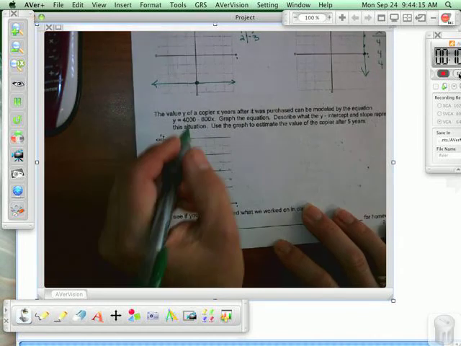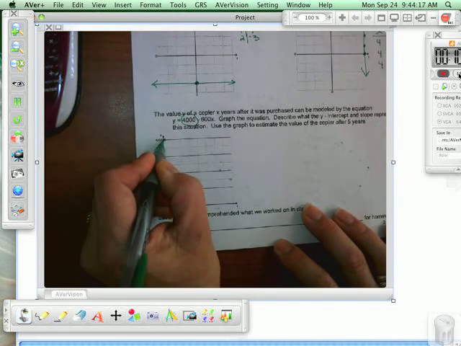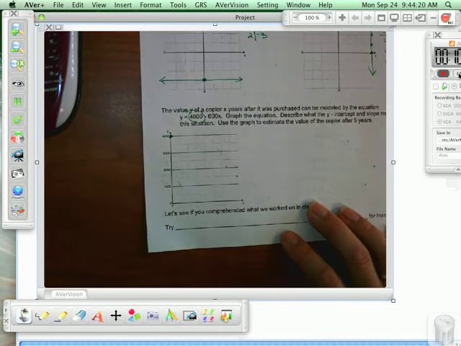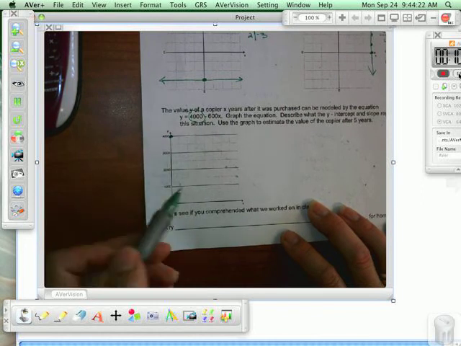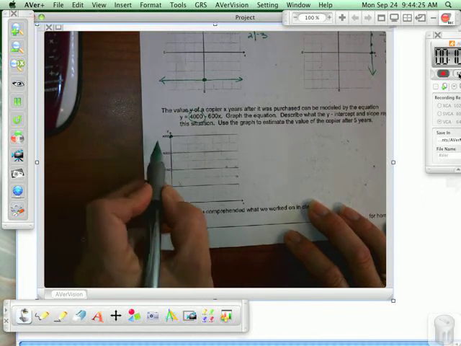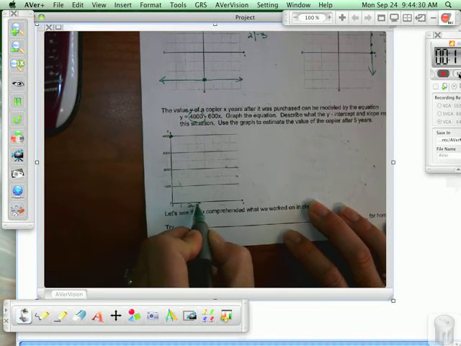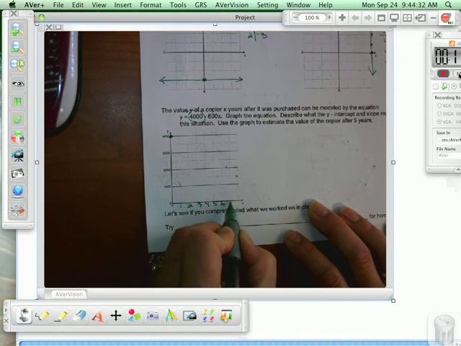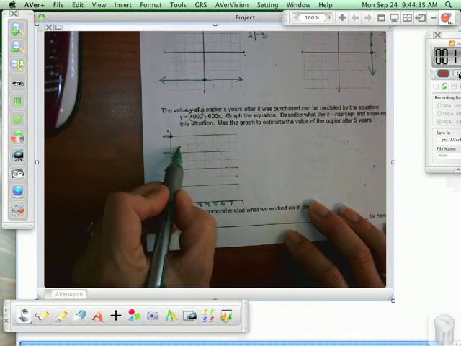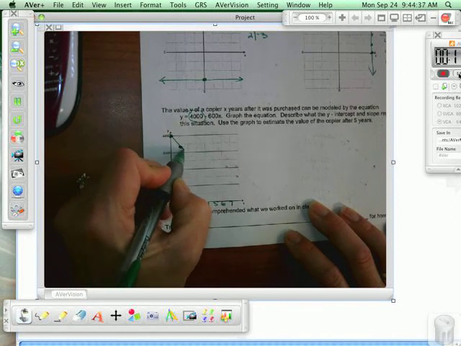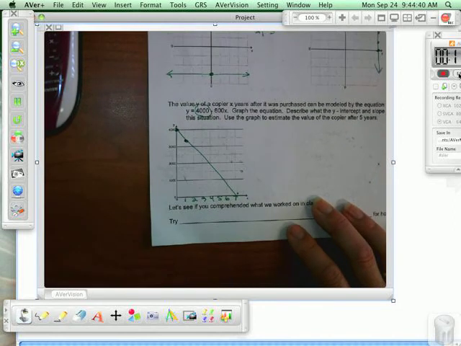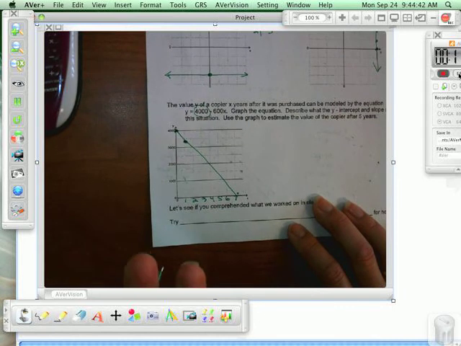So this is saying my y-intercept is 4,000, correct? And my slope is going down by 600 and over 1, so I'm just going to say about here, and this is 1, 2, 3, 4, 5, 6, 7, so it goes down about 600 and over 1. So I'm going to connect my line. How come I wouldn't go into the negatives? Because we're talking about what and what? Well, it could have a negative value, I guess, but we're not going to go there.